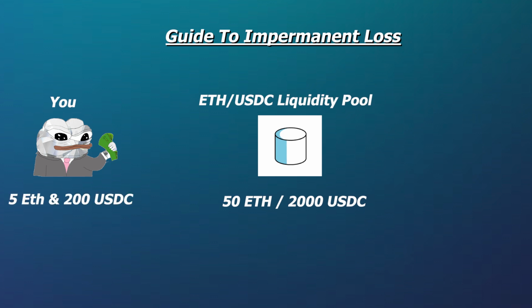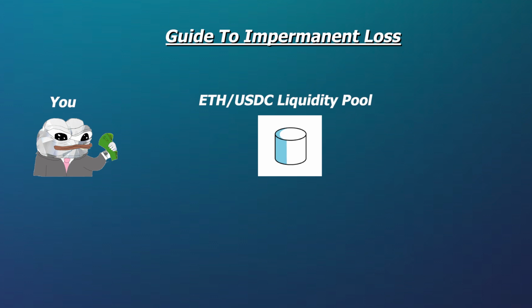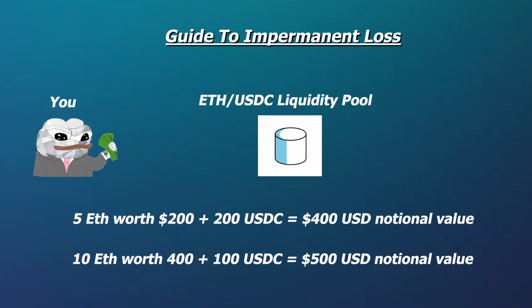When withdrawing from this liquidity pool, you would receive back your 10% stake, earning you 5 ETH and 200 USDC. If you compare the value of this to simply having held your original assets, you have lost out on a potential profit of $100. This difference is known as impermanent loss.